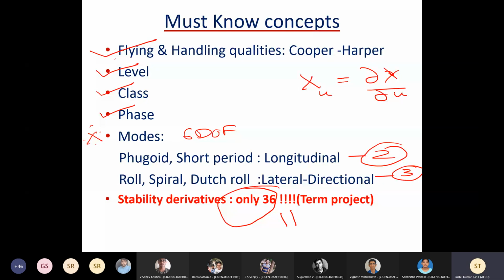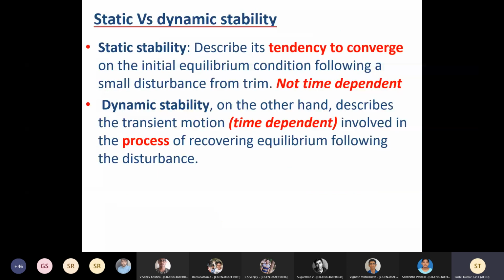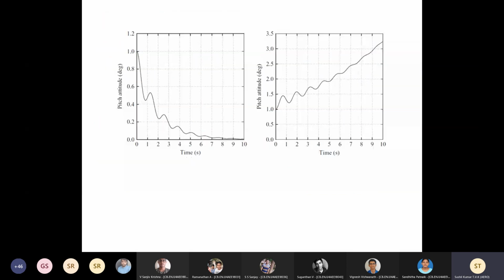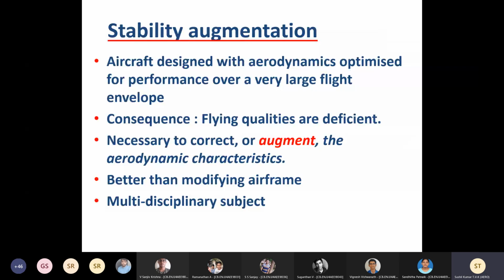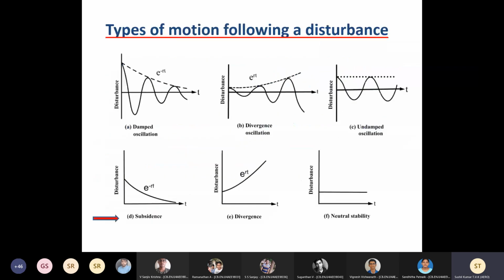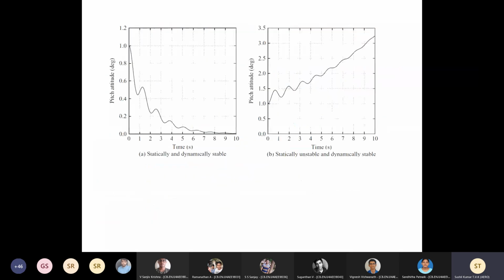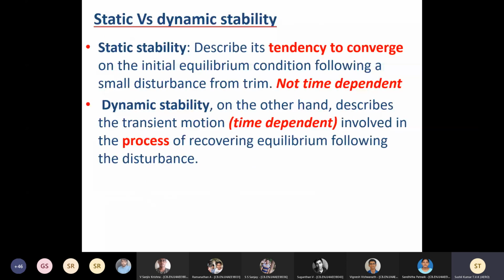Okay, again, some general information. Static versus dynamic stability. Whenever there is time dependence, then you're talking about dynamic stability. Static stability, the important keyword is its tendency to converge to the initial equilibrium condition. Tendency to converge, that's the keyword.